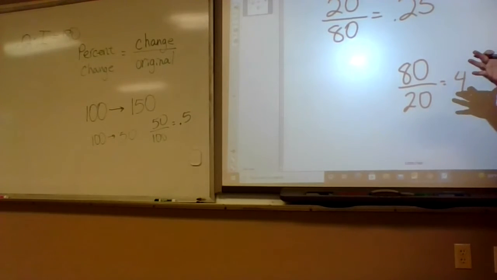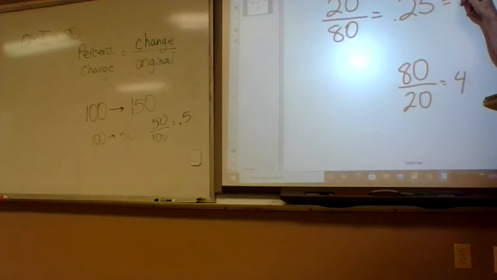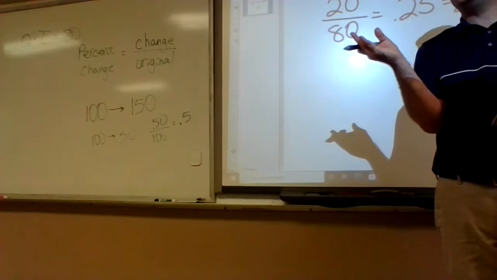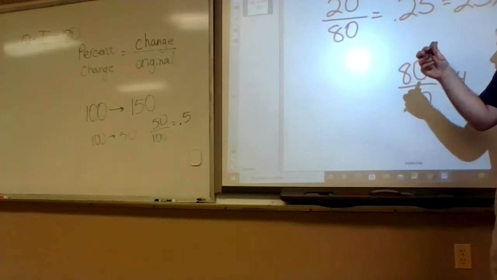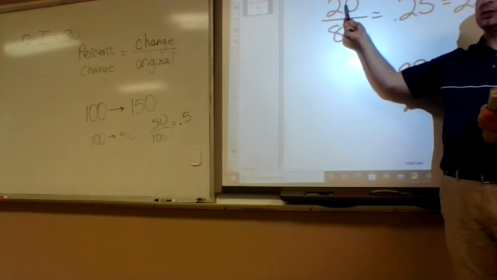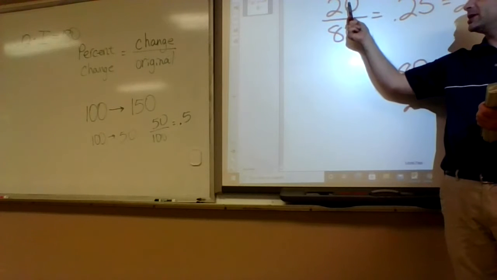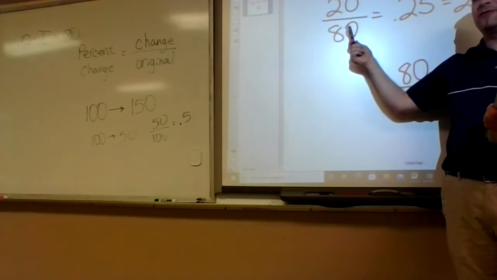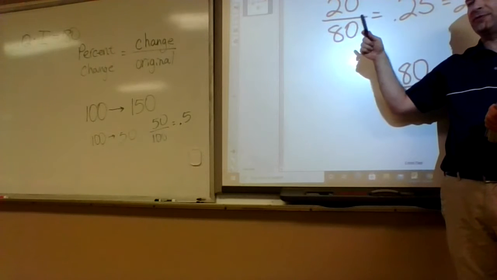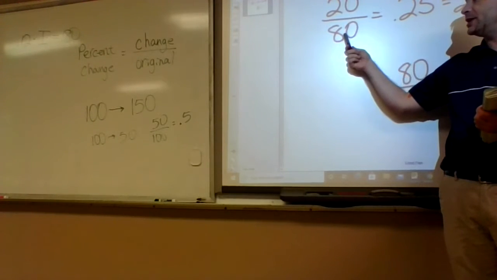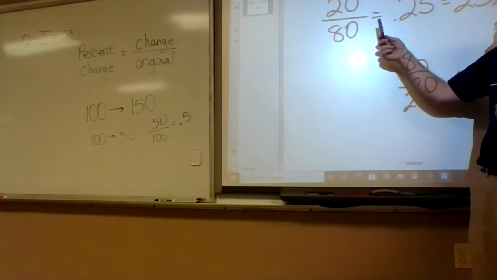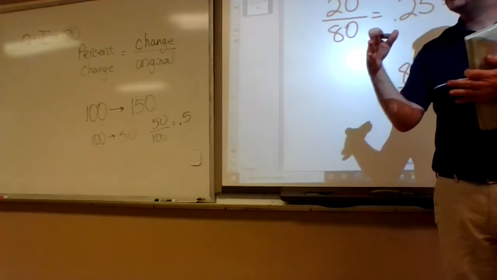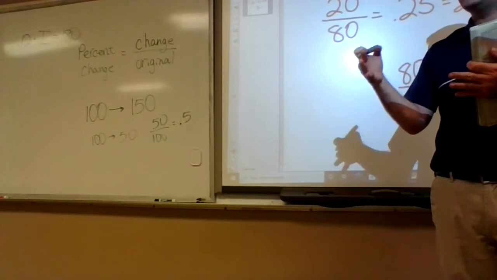Okay, but the question is what's the percent change? So we got 25%. So it's getting bigger. Why is it a 25% increase? Because 20 is 1/4 of 80, right? It takes 4 20s to make 80. 20 is 1/4 of 80, or you could say 20 is 25% of 80. Since we increased 80 by 20, we increased 80 by 25%.